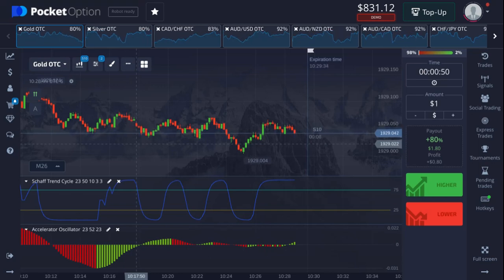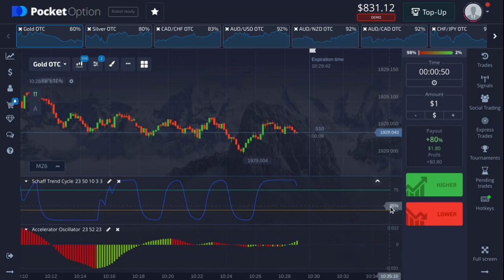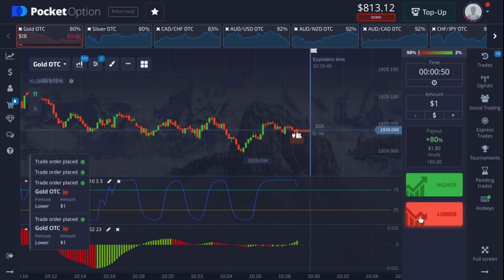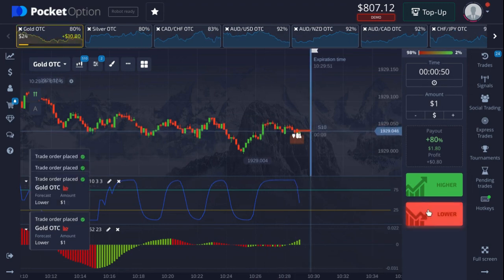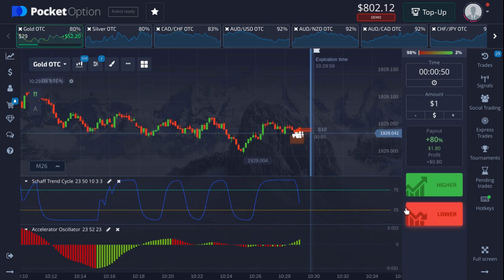Okay, I'm looking at a setup on gold OTC on Pocket Option. I'm looking at 10-second candles, 50-second expiry, and we got to get it right there. And we start to pull down a little bit here on the cycle. We're looking at the Schaff trend cycle, and the Accelerator oscillator is just a secondary.